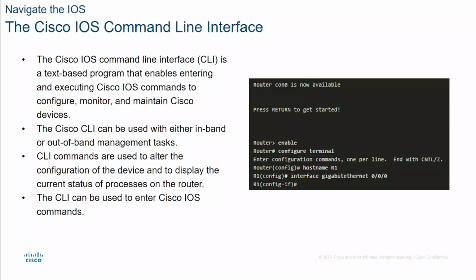So remember what I'm talking about, the inbound and outbound. Either you connect using the serial port, or you use the console port. The command line commands are used to alter the configuration of the device and to display the current status of the processes on the router.